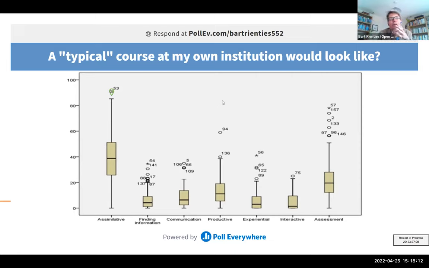So somebody just posted, it's mostly assimilative. Okay, thus far it's mostly assimilative. Hooray, somebody said finding information, great. Okay, there's somebody else, productive.